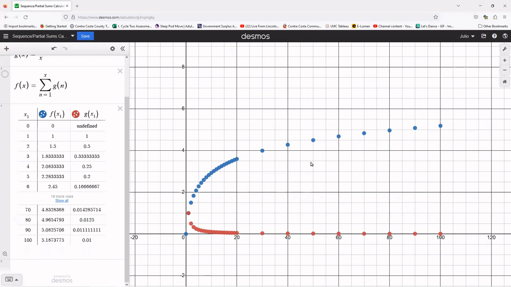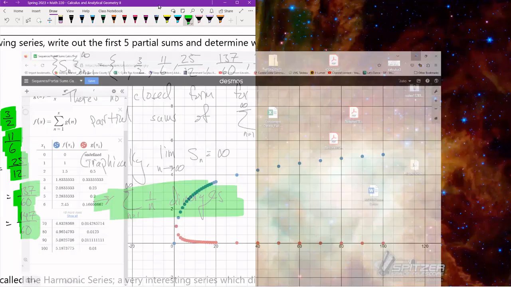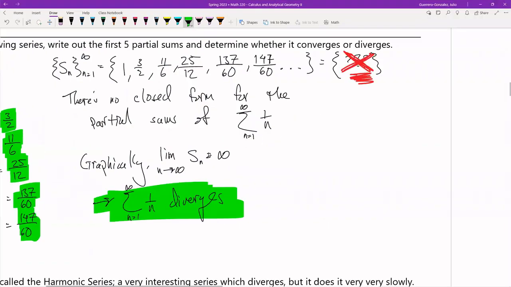So this is the graphical method of being able to solve divergence or convergence. Essentially, we can slap these points down on an XY plane and see whether the points themselves tend to a specific value or they just completely blow up. Okay. So now, let me go back to this.